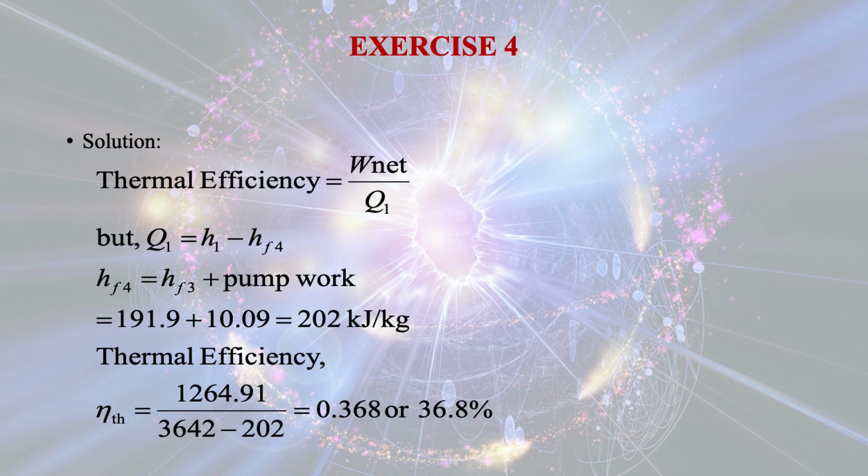HF4 is equal to HF3 plus pump work. So HF4 is equal to 191.9 plus 10.09, which is 202 kilojoule per kg. So thermal efficiency, if you put the values of W net and Q1, you will get the thermal efficiency for this case equal to 0.368 or 36.8%. Now we will take up the last problem.